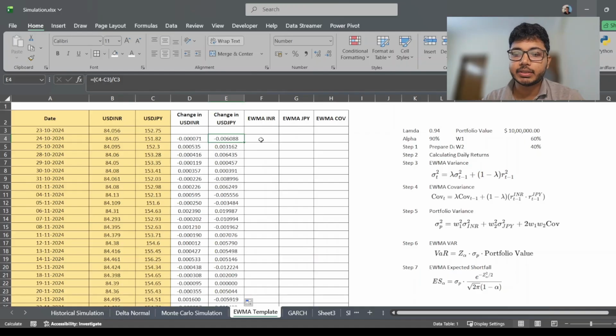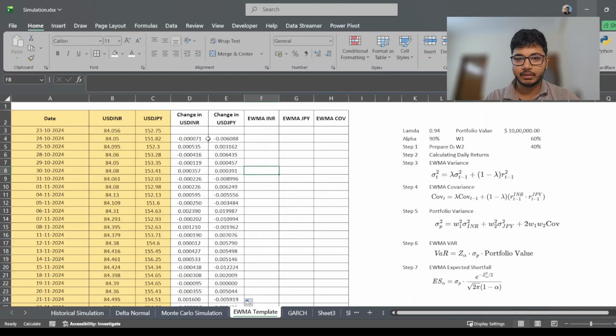Now we will be moving to step number three, calculating EWMA variance. First we need to provide the seed value to this EWMA model. In this formula, we can see that there is a standard deviation from the previous day. To find the effective previous day standard deviation, we are going to take a value of at least around 20 days. For this example, I'm taking a 20-day standard deviation as a seed value.